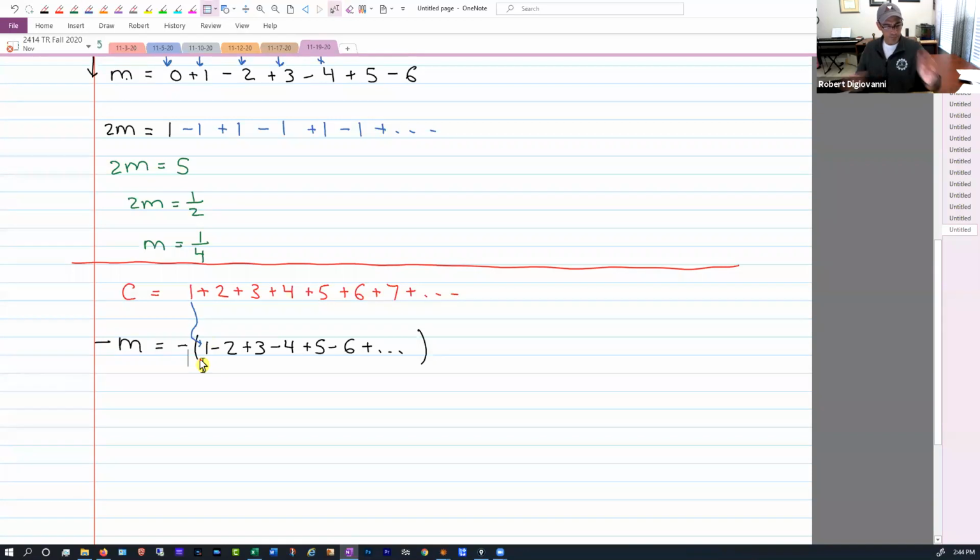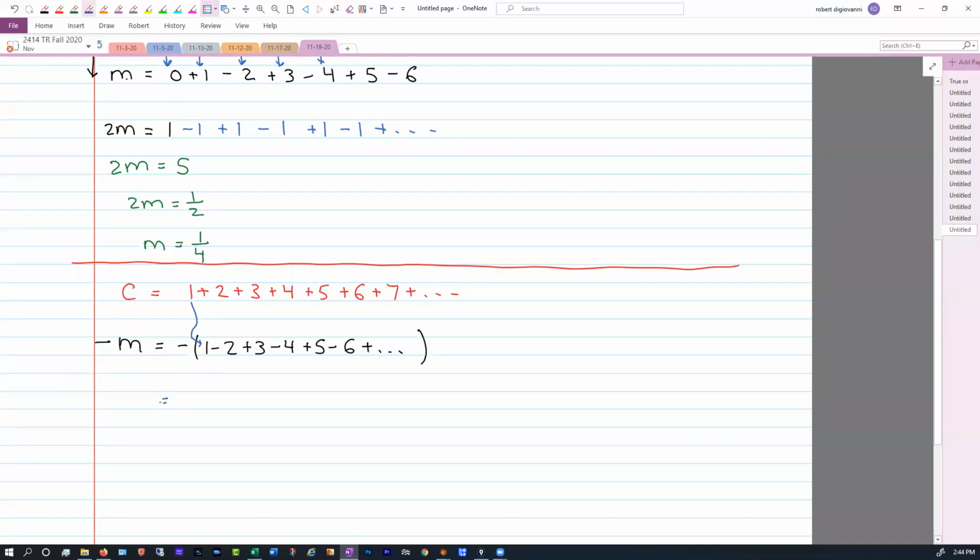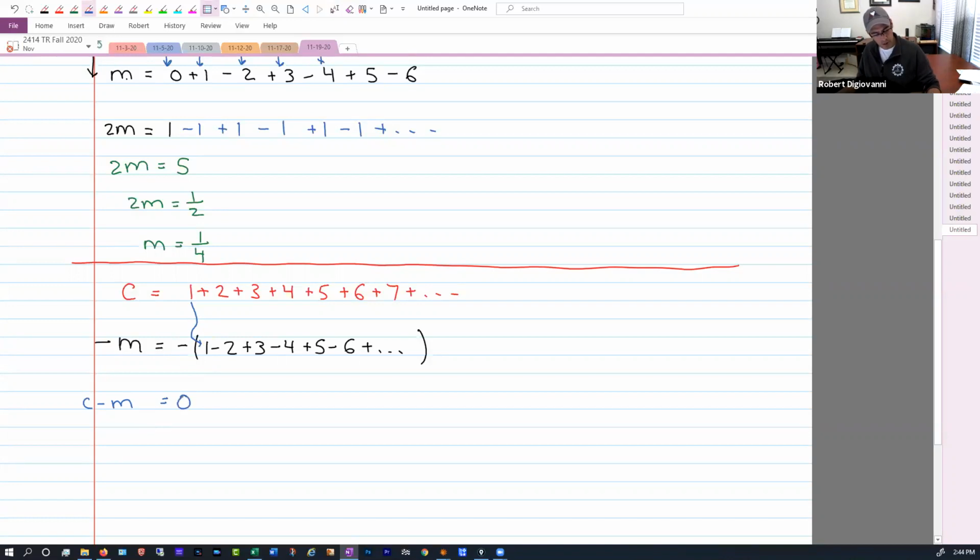What would I get? 0. Okay, so just so you know, this is C minus M. So I get 0, and then what would happen if I do the next one? I go 2, but then I take away -2. That would be the same as adding 4. 2 plus 2, that'd be 4.